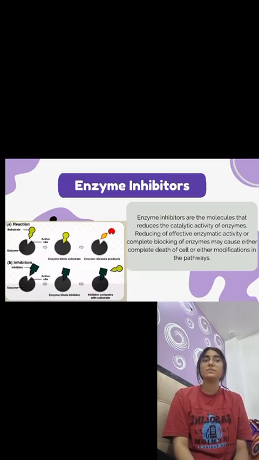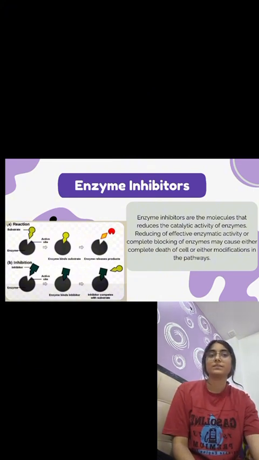Enzyme inhibitors are molecules that reduce the catalytic activity of enzymes. Reducing the effective activity or completely blocking enzymes may cause either complete death of cells or modification in the pathways.